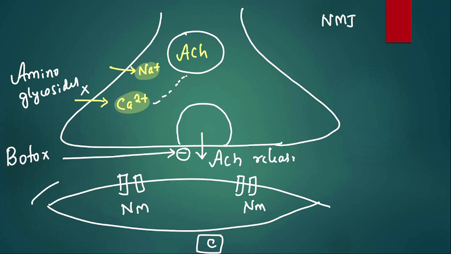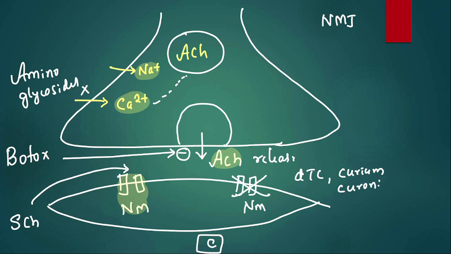Now there is a drug similar to acetylcholine which keeps on stimulating the NM receptor. The name is succinylcholine. So succinylcholine is similar to acetylcholine. It causes persistent depolarization, and the receptor will undergo desensitization, and that will lead to muscle paralysis. Now curare-like drugs are going to block the NM receptor. Examples are D-tubocurarine, then curium or curonium drugs. They are going to block the NM receptor. So this is how they work.